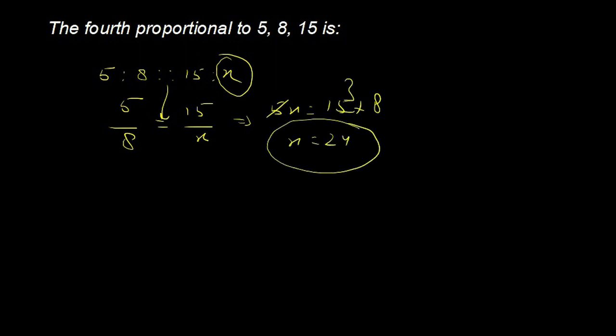In this type of problem you can also do it like this: 5 now becomes 15. By what quantity should it be multiplied? It becomes 15 by 3. So by what quantity should 8 be multiplied by 3 to get this? 8 threes are 24. So again you can do this. The value of x is going to be 24. Okay.